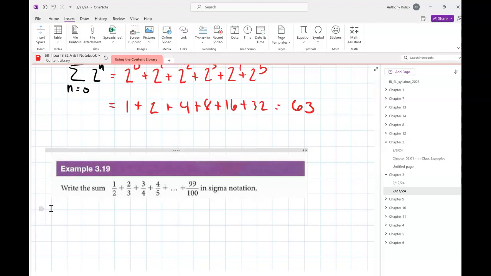All right. Here it says to take this sum and write it into sigma notation.